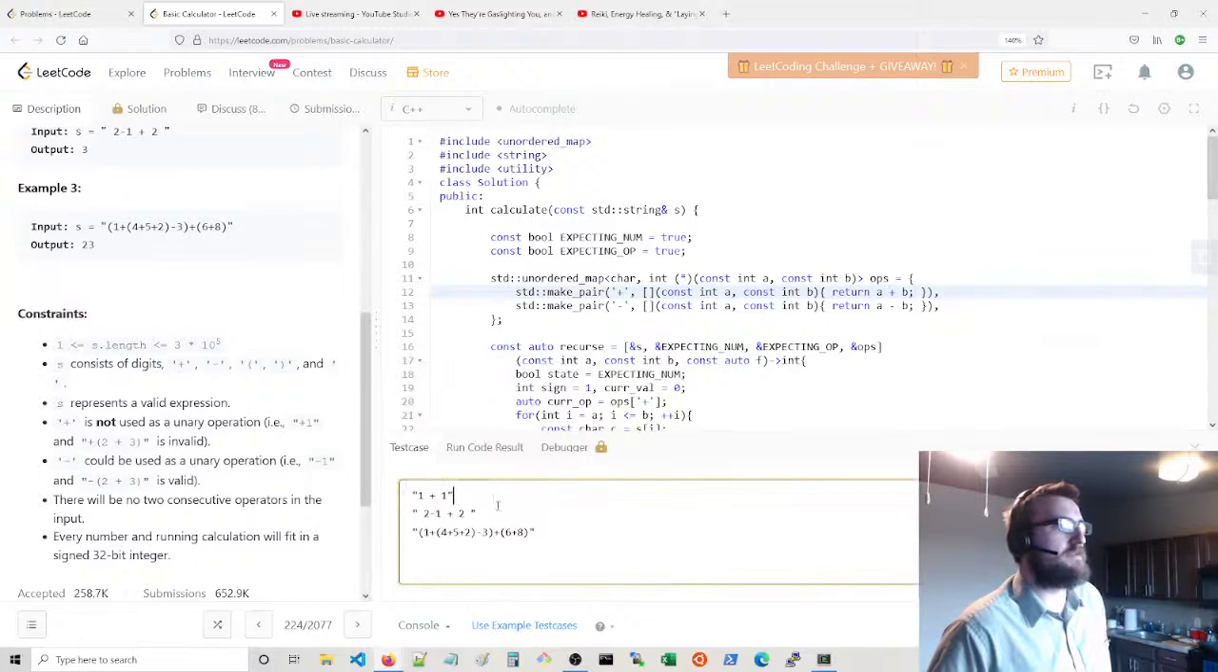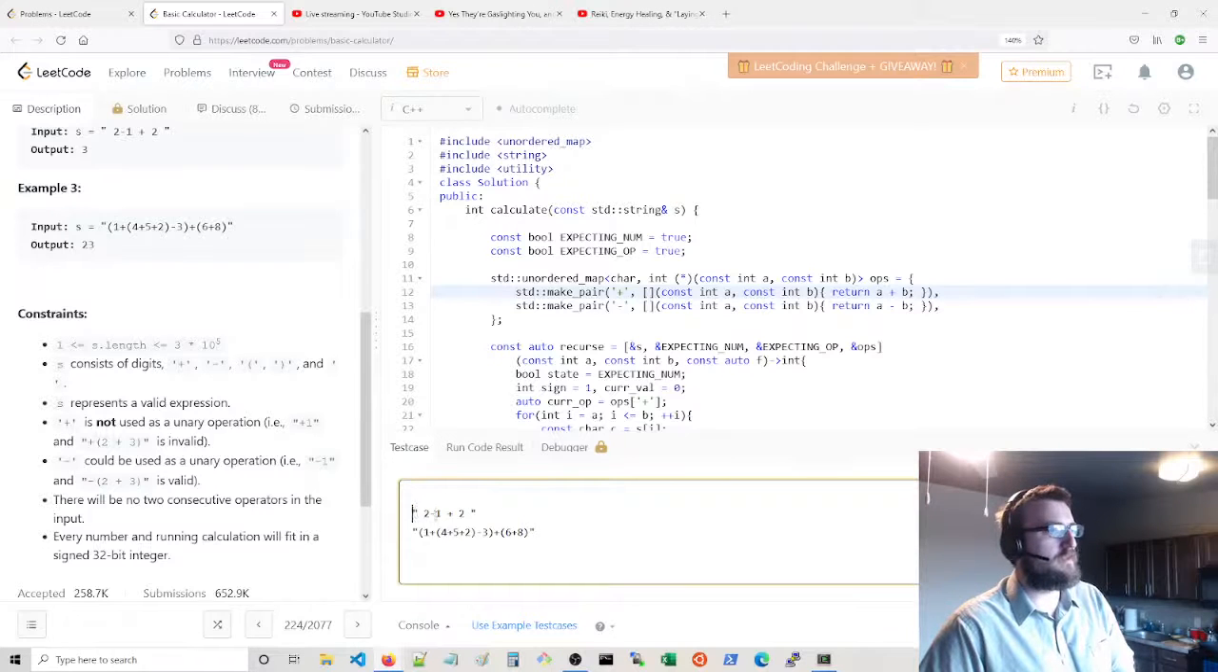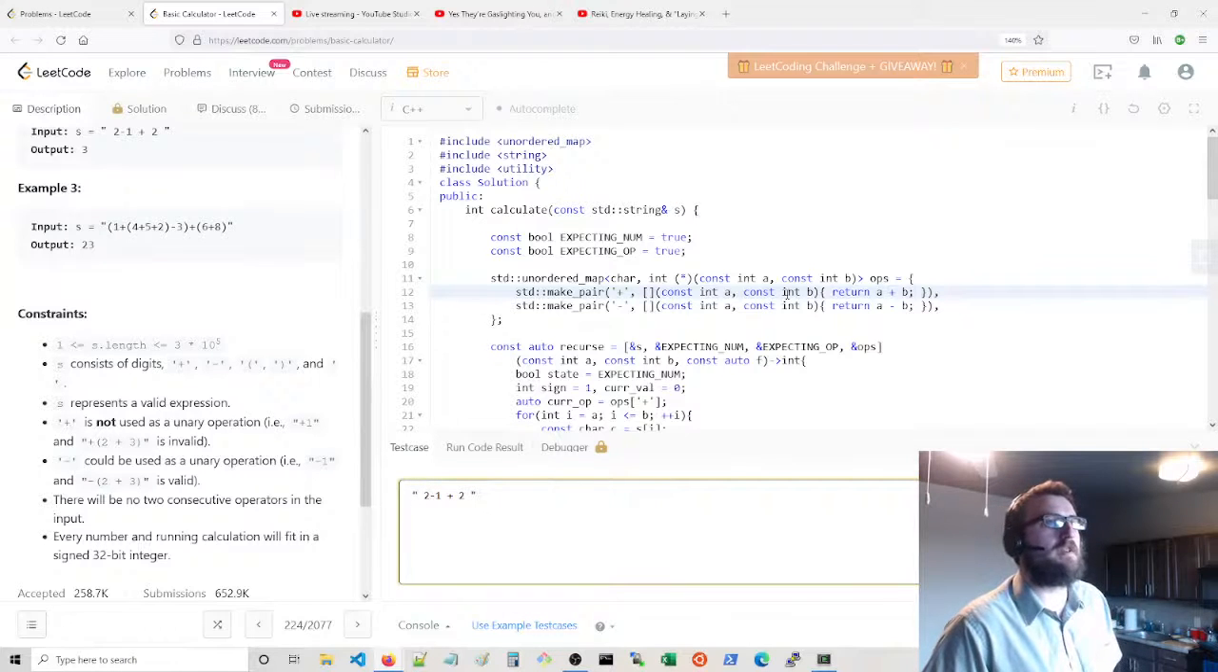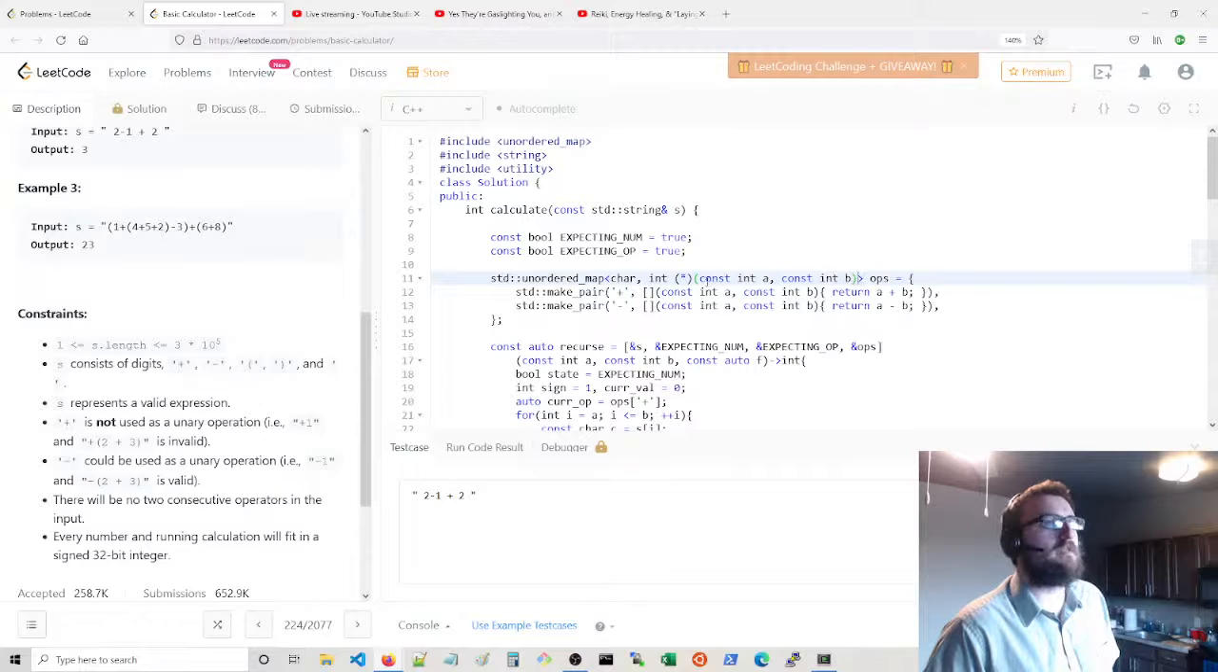2 minus 1 plus 2. Okay. So pretty nifty that this idea worked. So I was right about this. Nice.